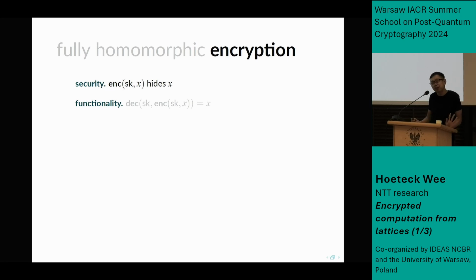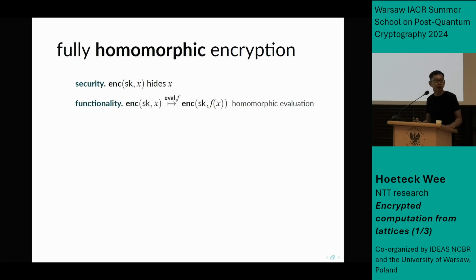And fully homomorphic encryption is a stronger notion of encryption, which satisfies both the basic security and functionality requirement. In addition, it satisfies additional functionality requirement, which is what we call a homomorphic evaluation. What this means is that if you are given an encryption of X without knowing the secret key, there is an evaluation algorithm that given any function f can compute an encryption of f of x. And we refer to this algorithm that computes the encryption of f of x as homomorphic evaluation. What's very important here is that the homomorphic evaluation algorithm does not need to know the secret key.